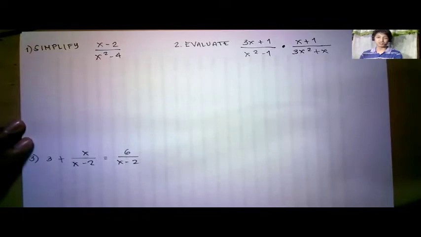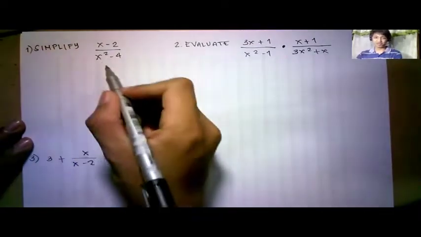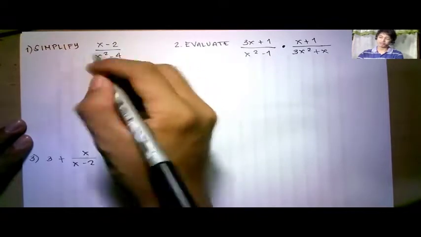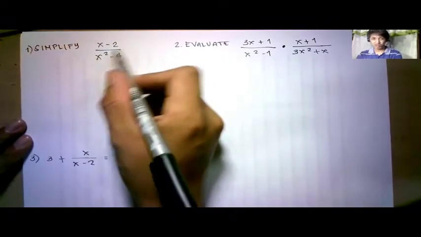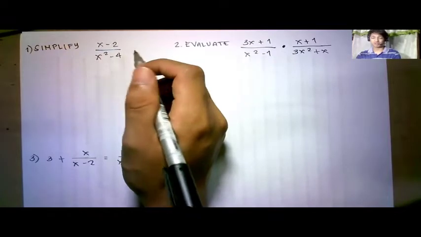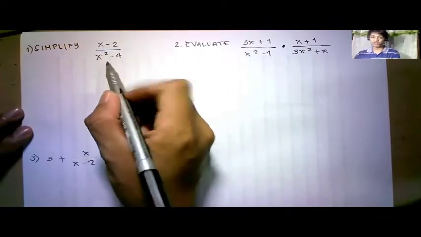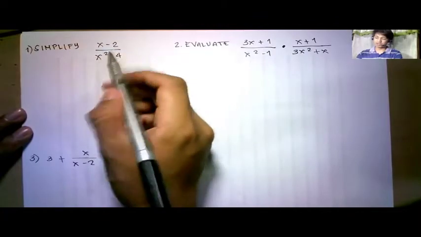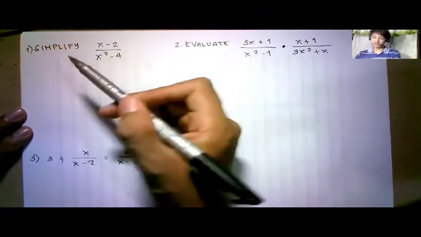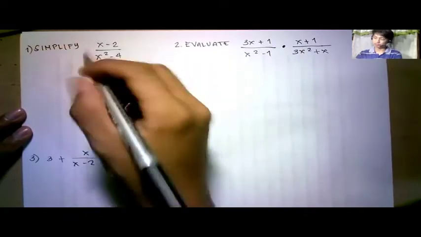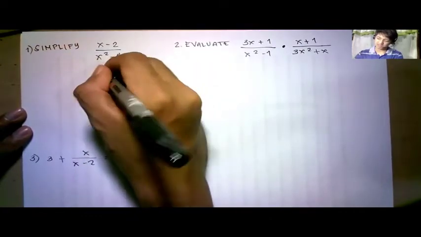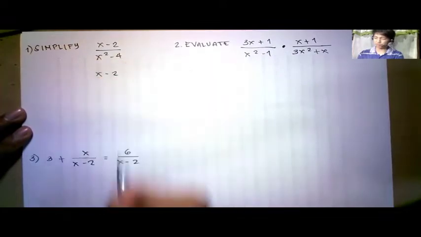For number 1, you are asked to simplify x minus 2 over x squared minus 4. When we say simplify, we get the simplest form of this given rational expression. This is a rational expression because, as you can notice, there is no equal symbol. In order for us to simplify this, since x minus 2 is already in its simplest form, we are going to write it down as is: x minus 2 all over.